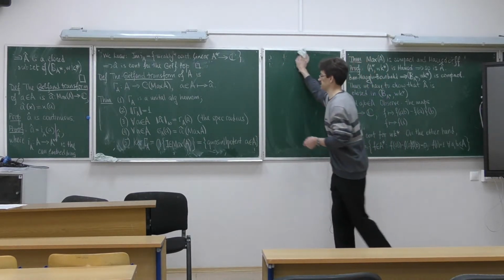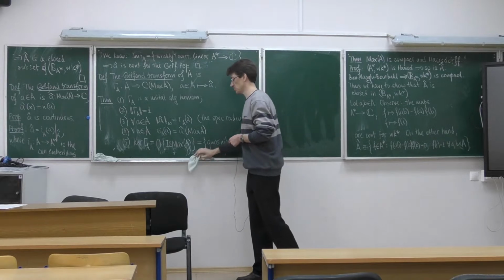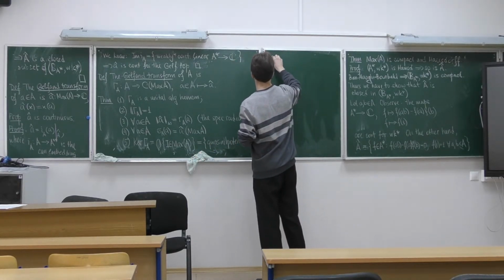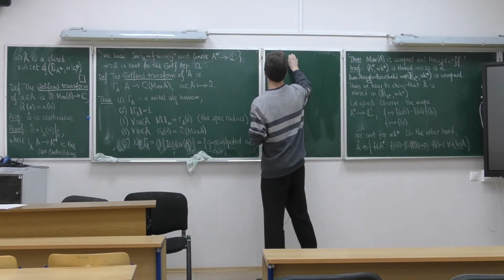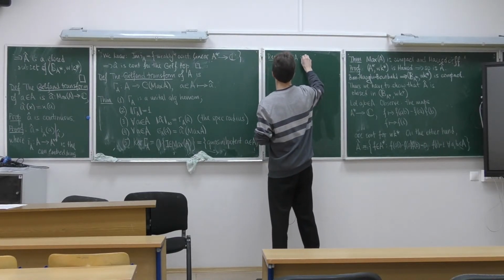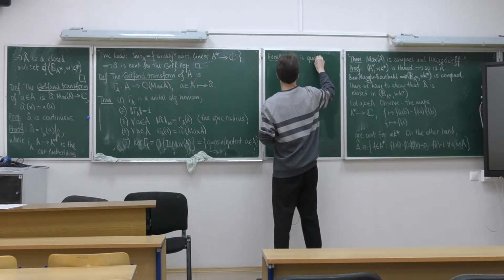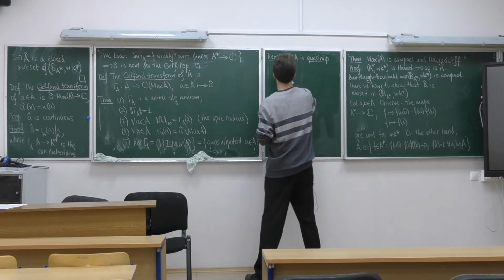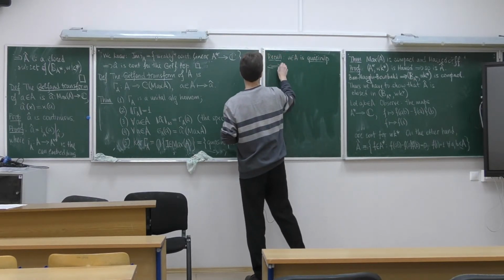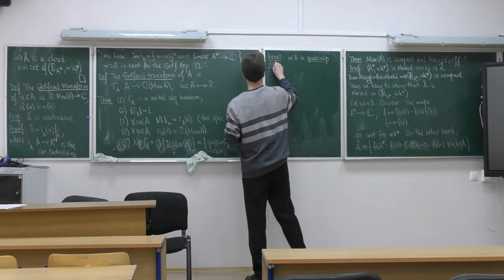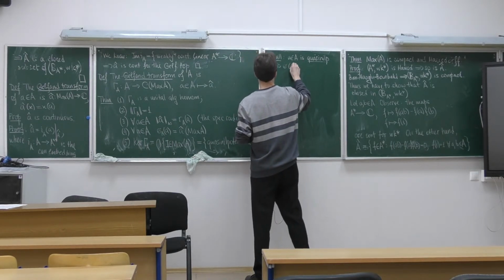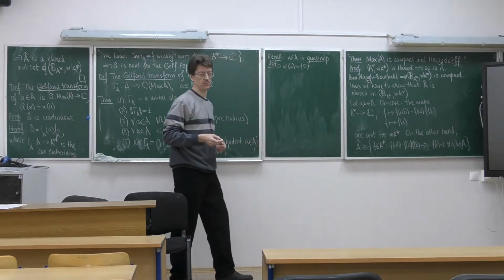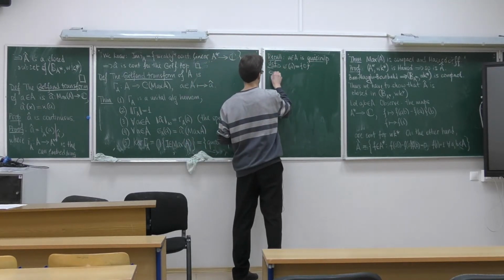Just in case, let's recall that an element of a Banach algebra is called quasi-nilpotent if its spectrum is {0}, or equivalently, if the spectral radius is 0.